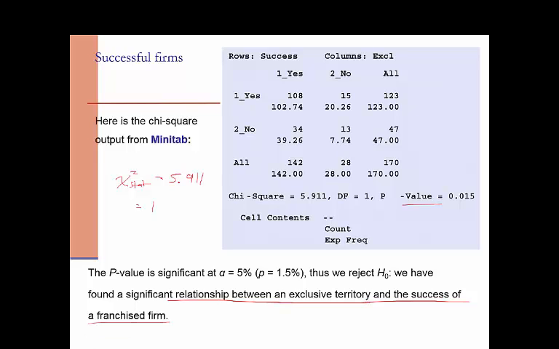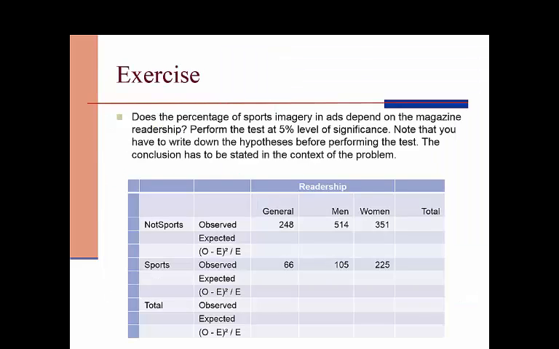Fairly straightforward. Let's try to do one by hand. We're trying to see if the readership is affected by imagery. Okay, readership that's affected by imagery. If the imagery is sports related or non-sports related, will the readership of men or women or just general be affected? That's the question. And you want to test it at alpha of 5%. Now I've given you the observed values. You can in fact type this into Minitab and go from there, but we should practice doing it by hand because there may be a question to fill in this table.